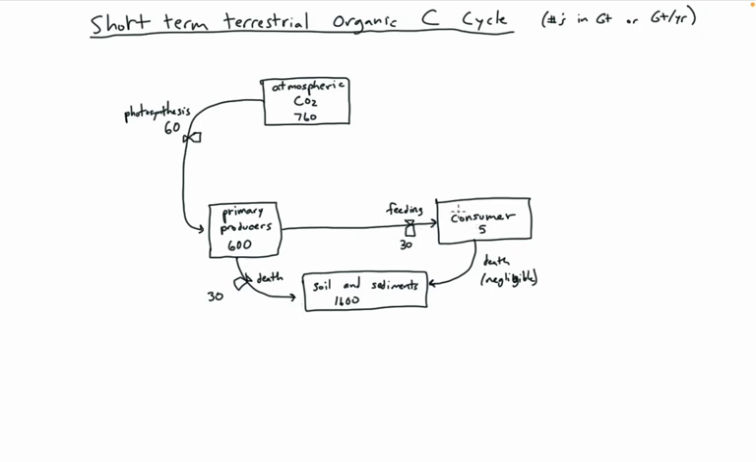So where does most of that carbon that ends up in you and me go? It ends up back in the air, right, through the process of respiration. And as we saw earlier, that has a rate of around 60, which balances the photosynthesis.